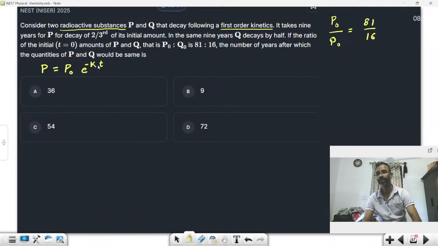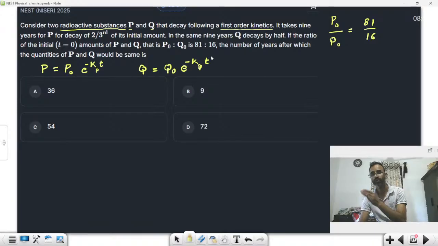So you know that P is equal to P naught e raised to power minus kt, or in this case you can write lambda, but anyhow write it k. Same, Q is equal to Q naught e raised to power minus kt, but now this is kp and this is kq, because P and Q are two different radioactive substances, so their decay constants are different. ये दो रिलेशन जो है आपने पहले लिख दिए.